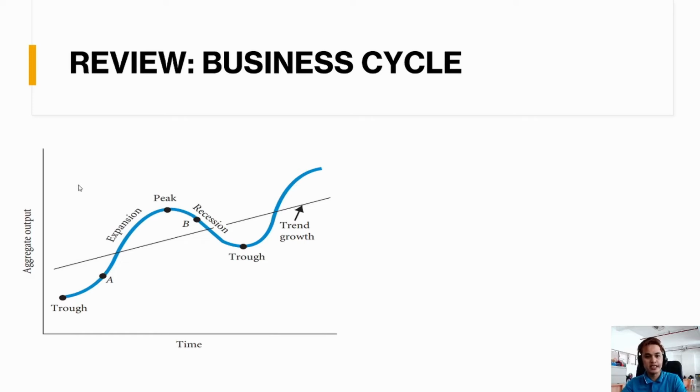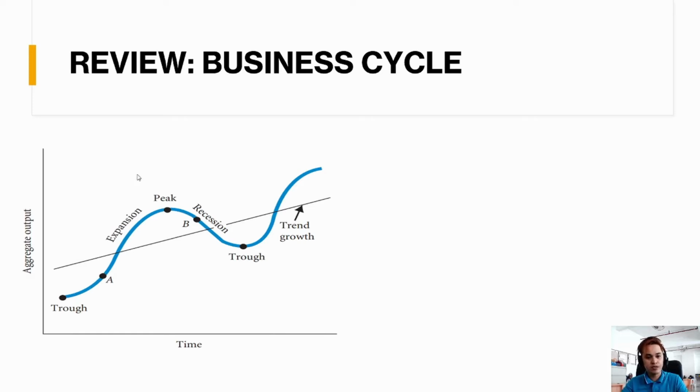Now on this business cycle, it has different portions. On our expansion stage from point A to peak, it is expected that the economic growth is expanding or booming or increasing. Now when the economy is at its expansion, it is also expected that the inflation rate rises.